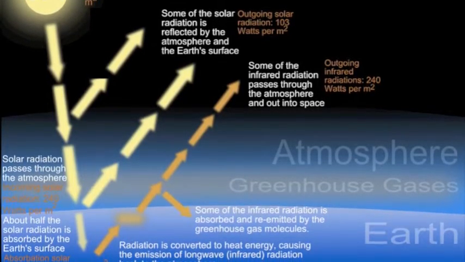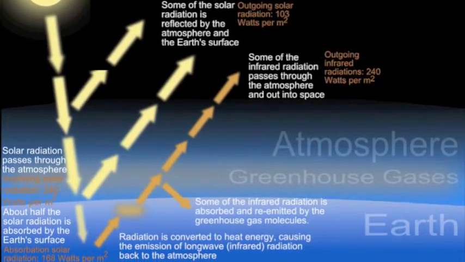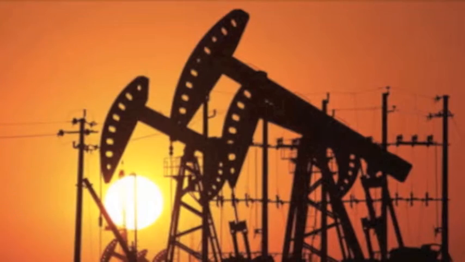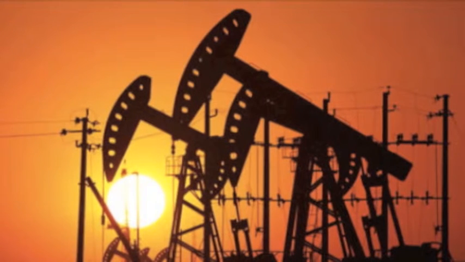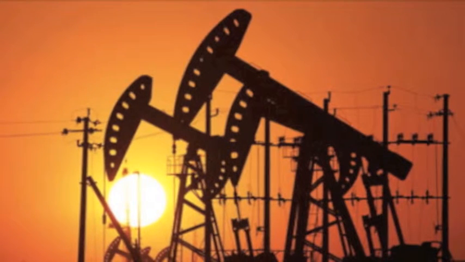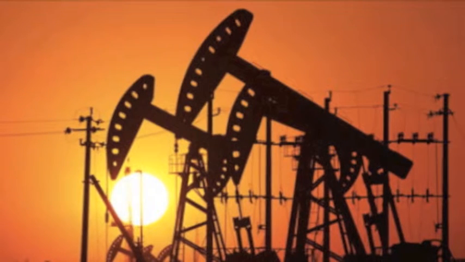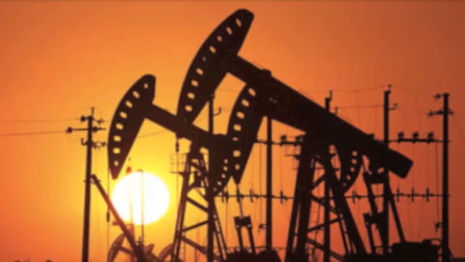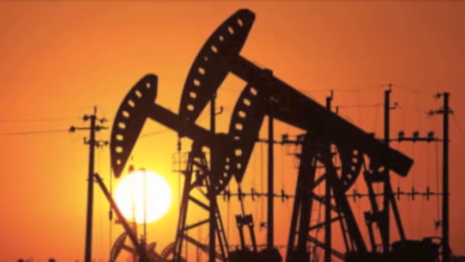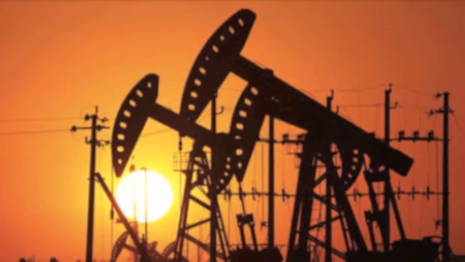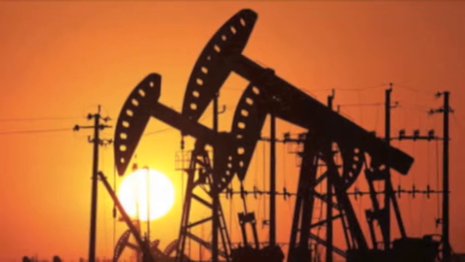Step 4, some of this heat is trapped by greenhouse gases in the atmosphere, keeping Earth warm enough to sustain life. Step 5 is that human activities, such as burning fossil fuels, agriculture, and land clearing, increase the amount of greenhouse gases released into the atmosphere. And step 6 is that these greenhouse gases are trapping that extra heat and causing the Earth's temperature to rise to a greater extent than it should.